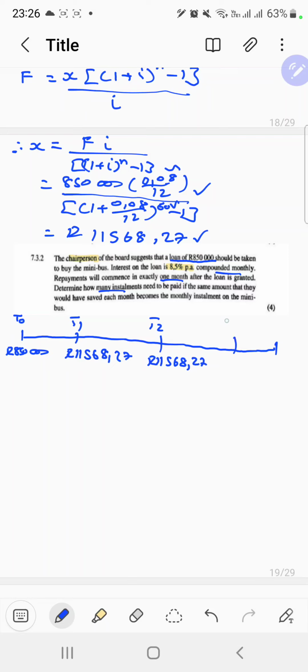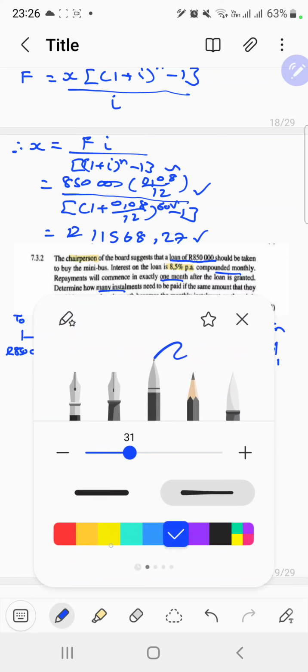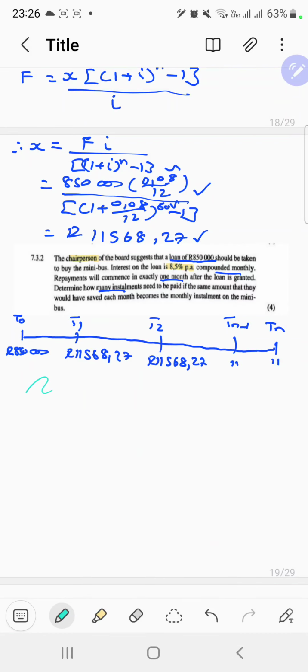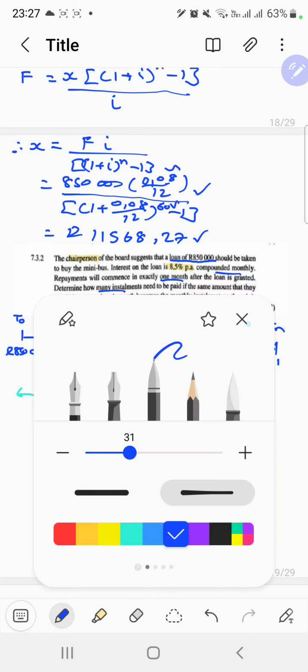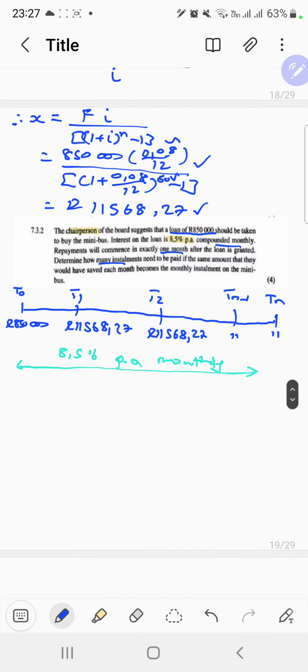568.27 cents, and then of course here this is Tn minus 1, this is Tn, which is what we want. We're paying the same amount. Okay, all right. Okay, what do we do here? This is 8.5% per annum monthly. Okay, all right, what is that? We are using the blue.